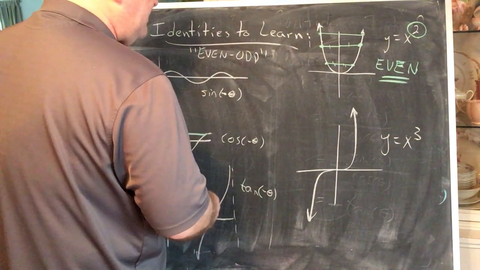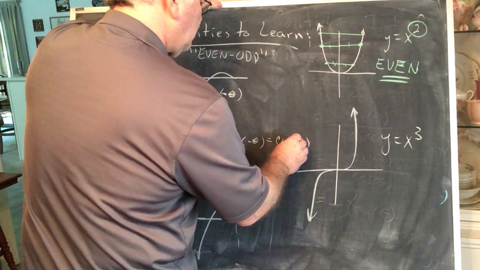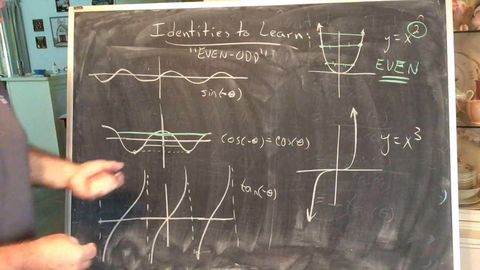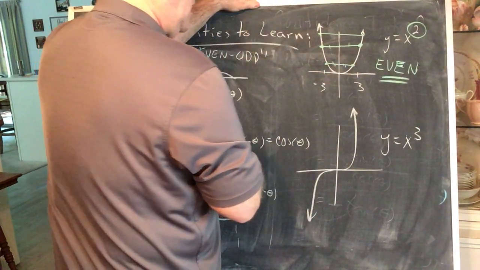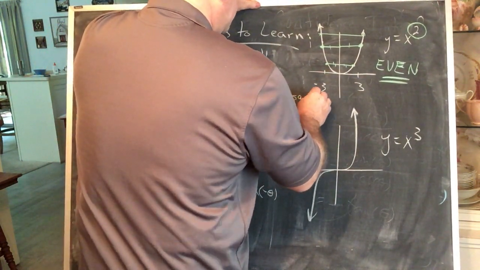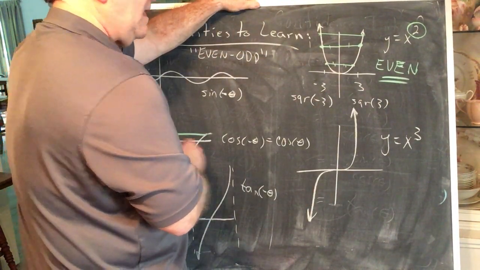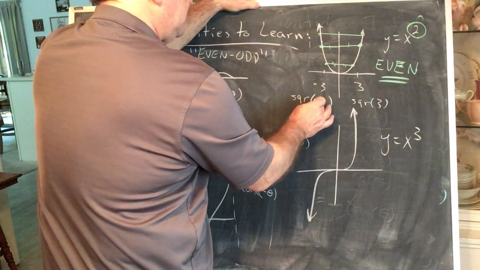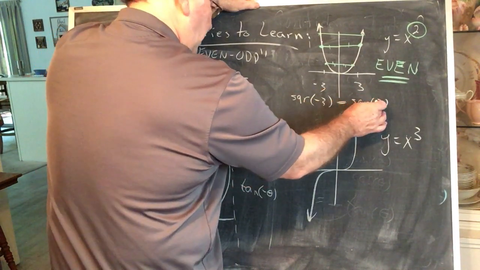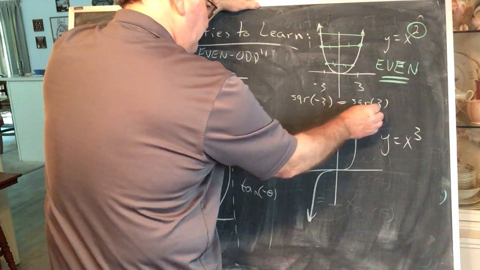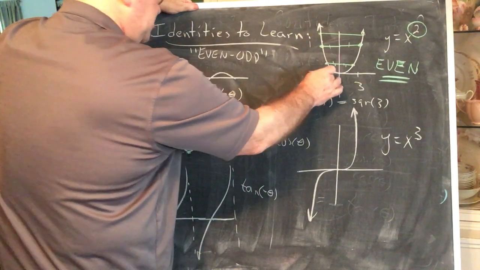Now, any even function says this. Any even function, the negative vanishes. It is the case that if I take 3 and negative 3, the square function of negative 3 and the square function of 3 are equal. The square function of negative 3 is the square of positive 3. This negative sign vanishes just like this negative sign vanishes. The square function has this property.